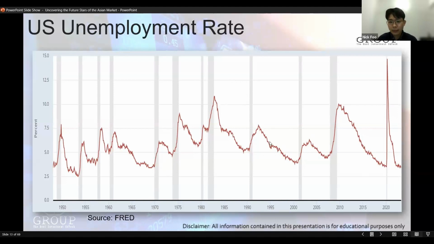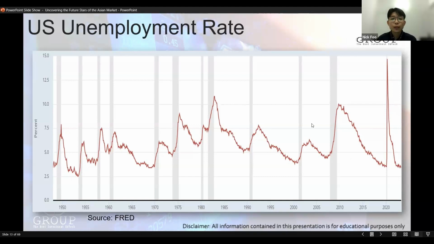The unemployment rate doesn't tell us anything until the U.S. GDP growth rate has undergone at least two consecutive quarters of negative growth. Only after that do we see the rising unemployment rate, ladies and gentlemen. So the current low unemployment rate doesn't tell us much.